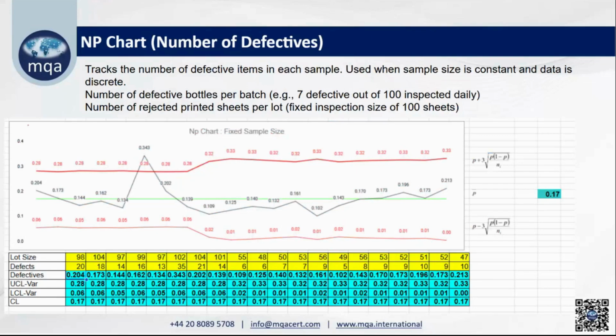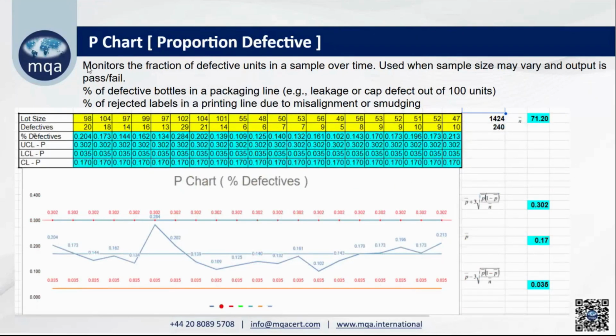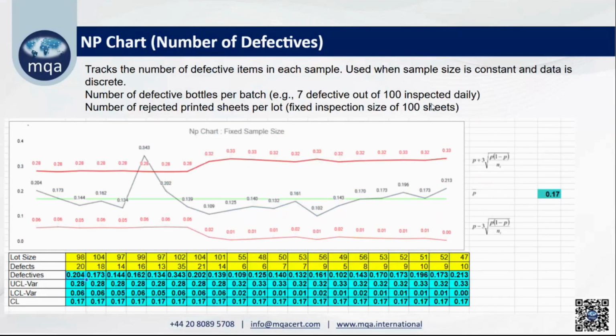Yes, sir. Here we completely inspected 98, we got 20. But here we did not inspect 98. What we inspected? We inspected only 100 parts. Our margin is 100 or 50, a fixed sample size. For example, I have given 7 defective out of 100 inspected daily. Like, I am inspecting 100 parts daily. So it will be the number of defectives.